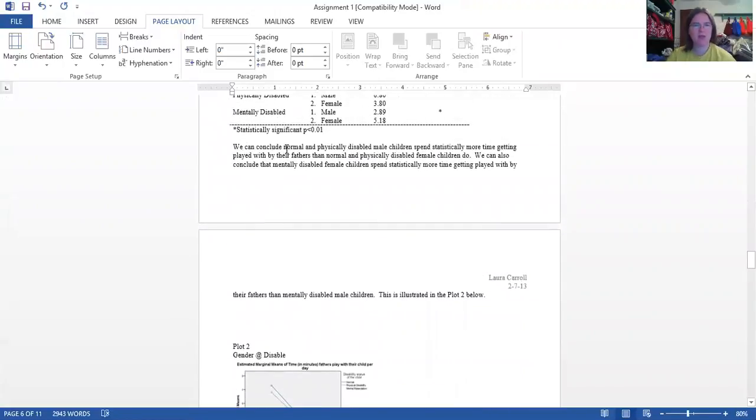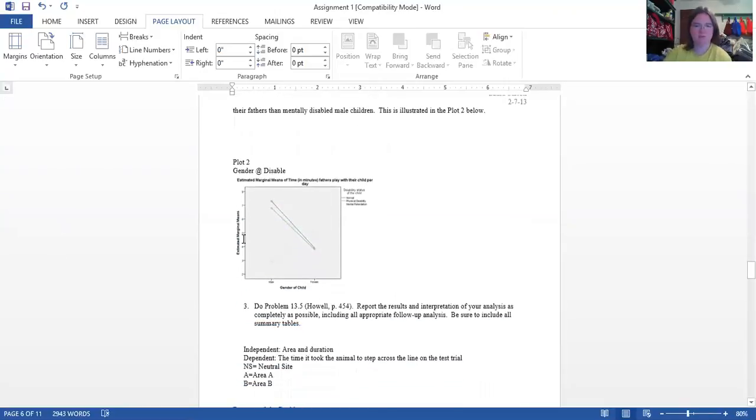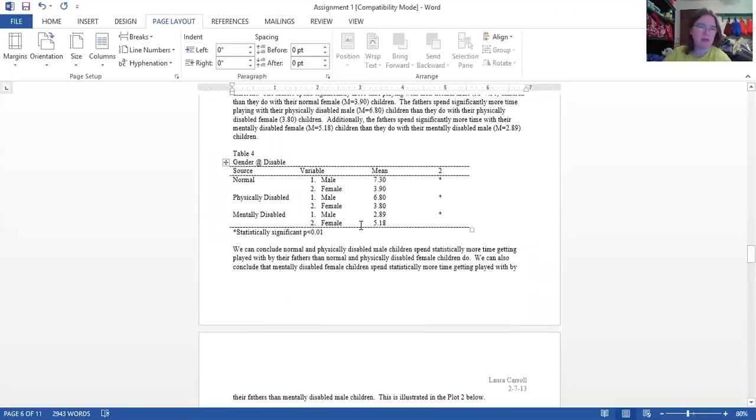So we can conclude that normal and physically disabled male children spend statistically more time getting played with by their fathers than normal and physically disabled female children. We can also conclude that mentally disabled female children had spent statistically more time getting played with by their fathers than mentally disabled male children. This illustration below, so you can see how that actually looks. Okay, so that was my conclusion.